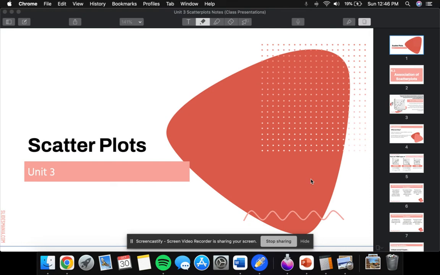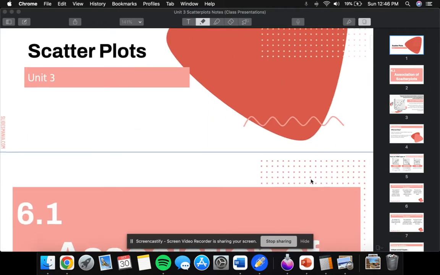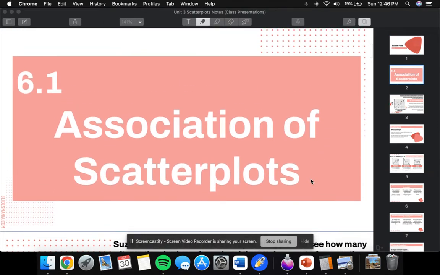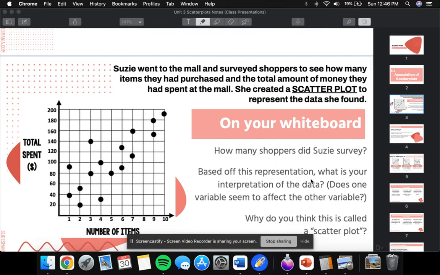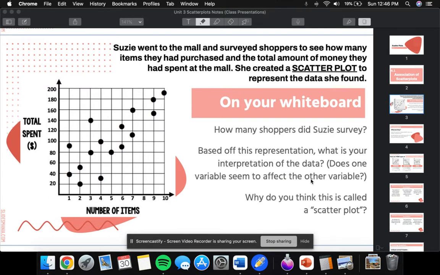We're just gonna have a quick conversation as we start our next unit, which is about scatterplots. All right, so today we are just going to talk about what associations are and what scatterplots are. So to get us started, we have this problem to open us up.